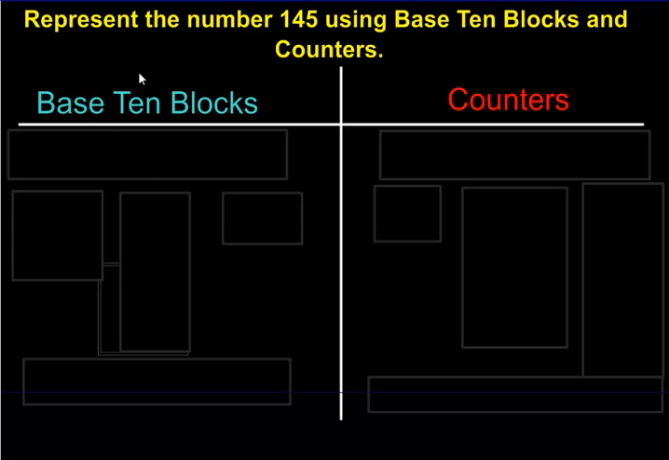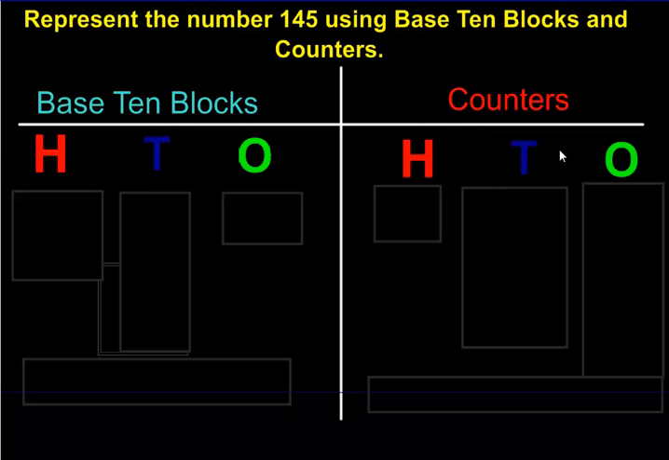Now the last question here, boys and girls, we're going to look at the difference between base 10 blocks and counters. We're going to see how they're kind of the same and how they're different. So represent the number 145 using base 10 blocks and using counters. So 145, now look, we start it the same way. Doesn't matter if you're using base 10 or counters. You put HTO first.